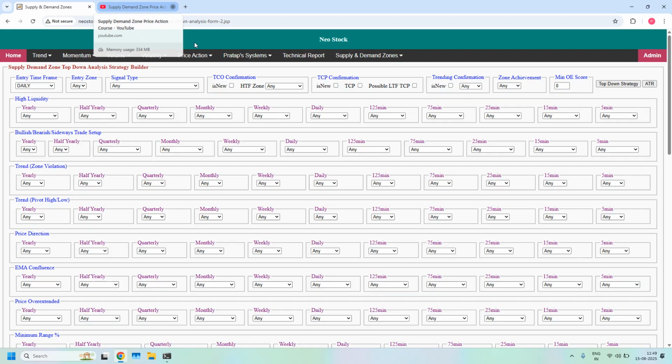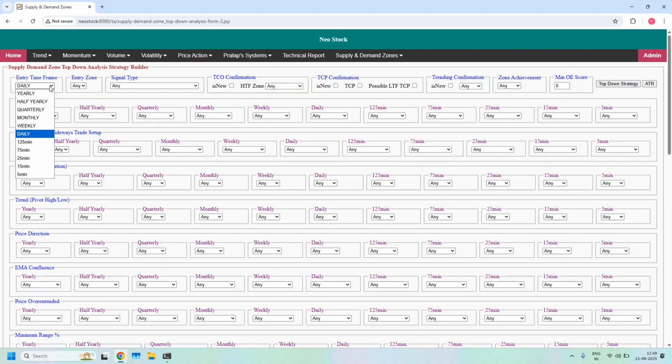Okay, now I am going to generate different supply demand zone reports with the help of NeoStock Software's supply demand zone top-down analysis strategy builder. First, I'm going to generate finding the stocks near daily and 75 minutes demand and supply zones, so that we can identify daily and 75 minutes high liquidity zones, and using those high liquidity zones, apply the high liquidity zone strategy you learned in lesson 21.3 video.